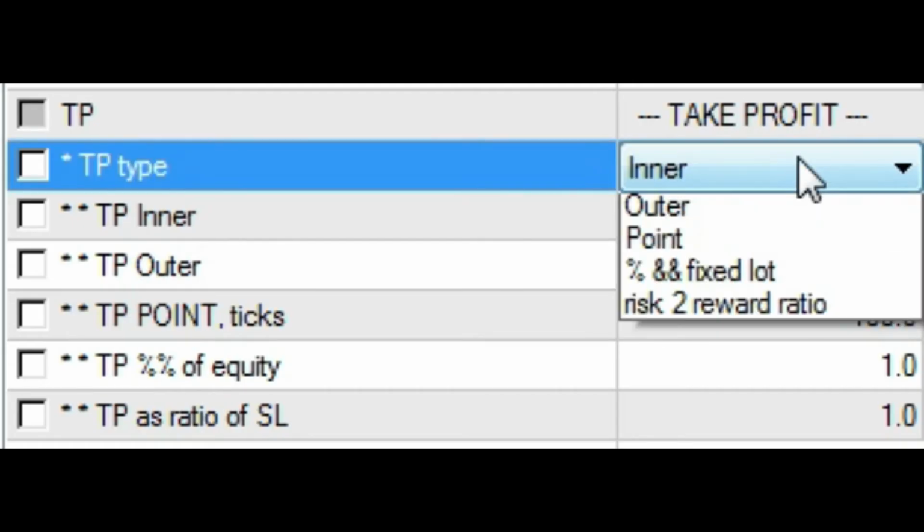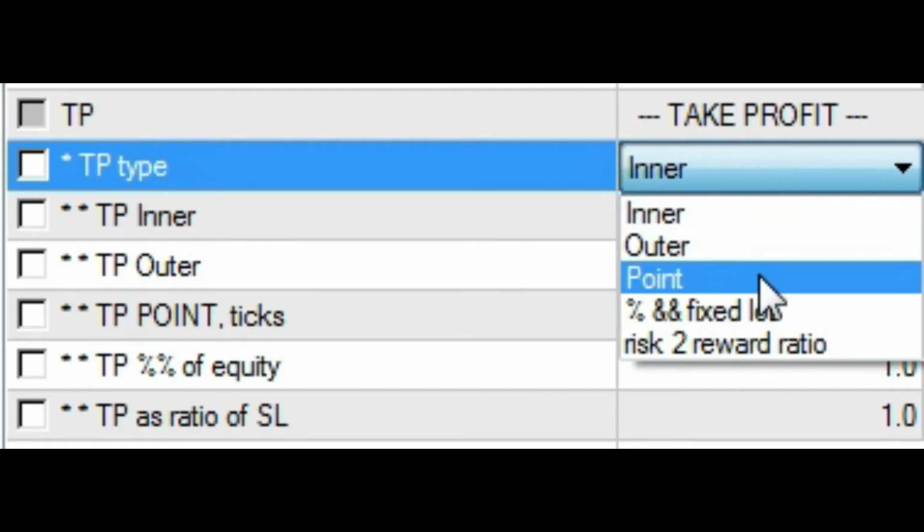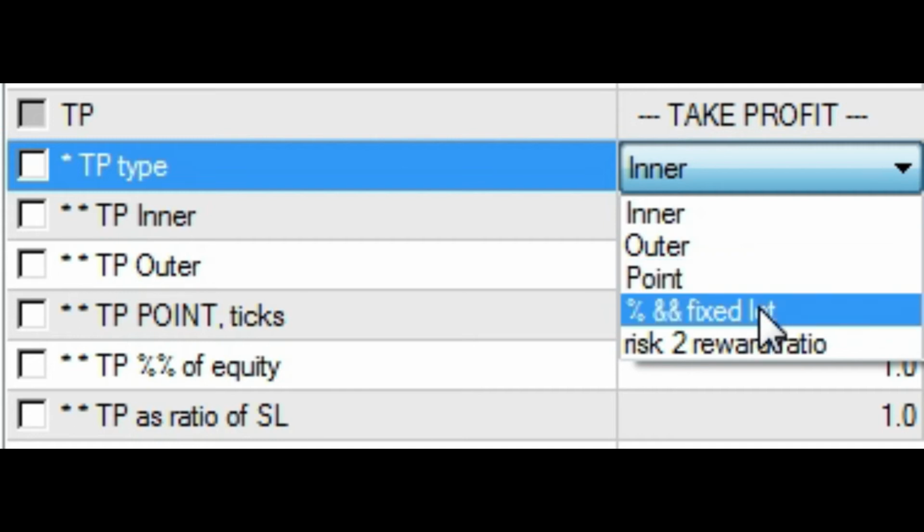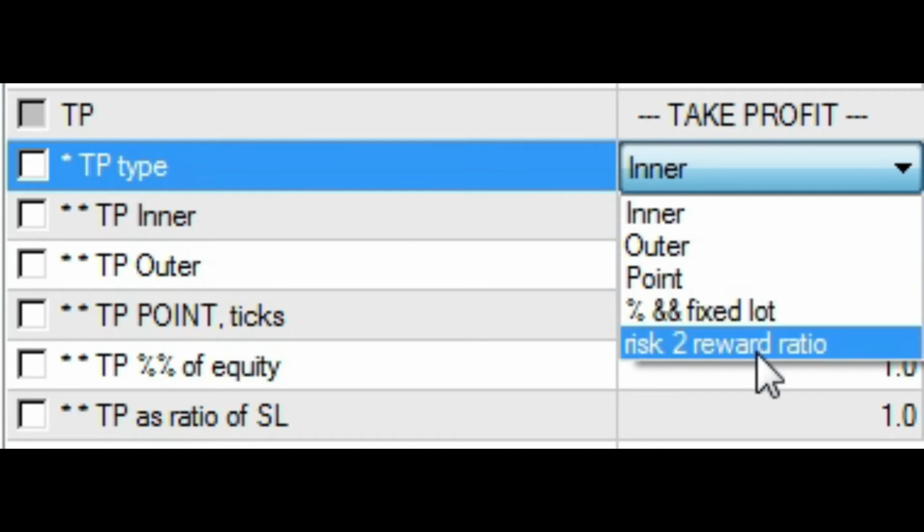And lastly, for take profit, we have 5 options. Inner, outer and points are well known now. Percentage is similar to stop loss risk. You set how much percent of your account balance at the time of trade you want to get with take profit. And the final, 5th option, risk reward ratio, which multiplies stop loss position.